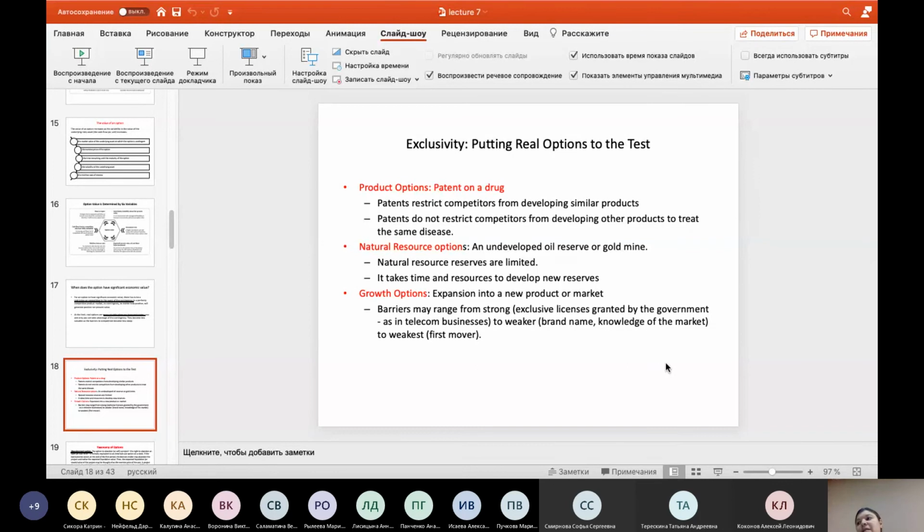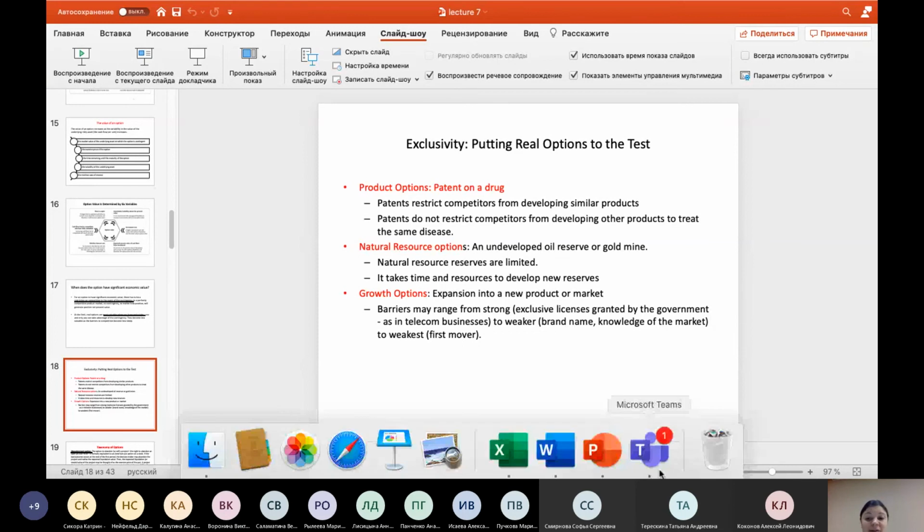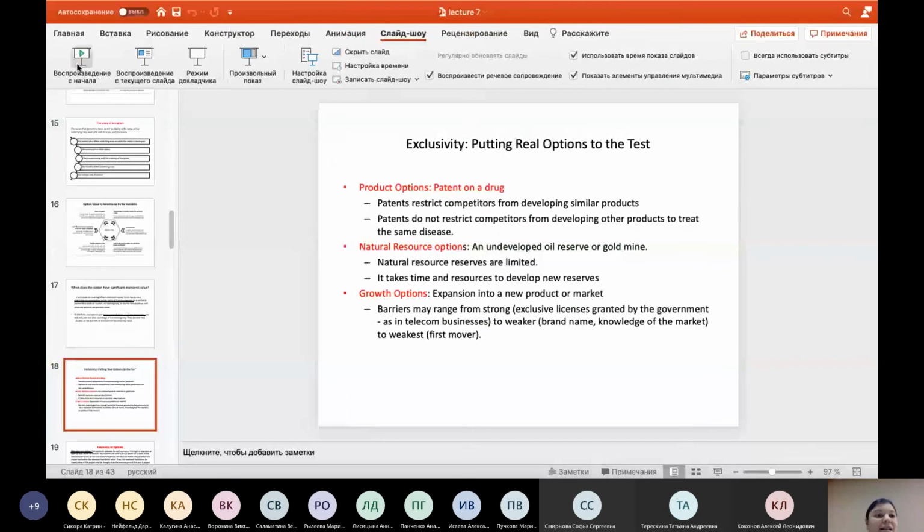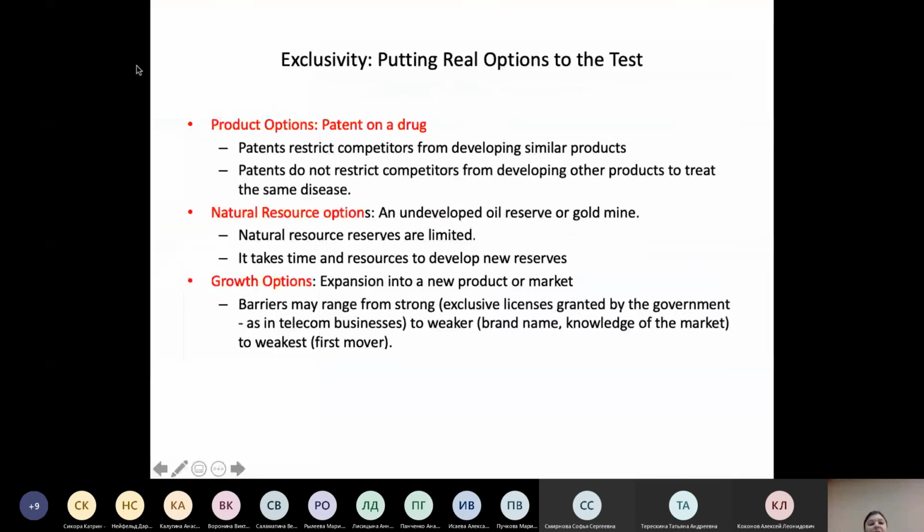And certainly the value in both options will be on the highest level. The second one, thanks a lot. Let's return to the definition of this task. Good. It takes time and resources to develop new reserves. Exactly. As I said earlier, in both of these cases, we can meet real options. And in both of these cases, the value of our real option is on the highest level.